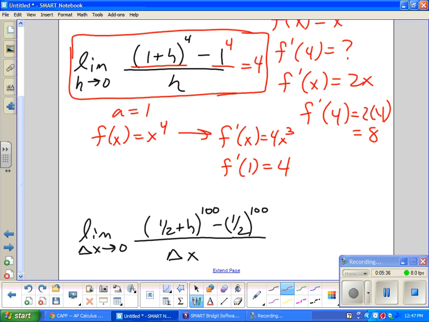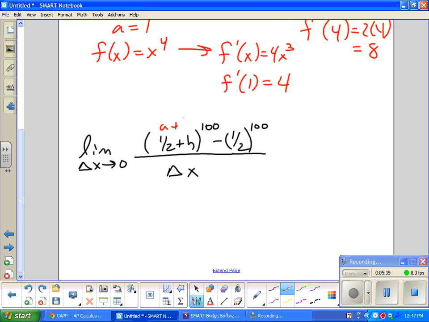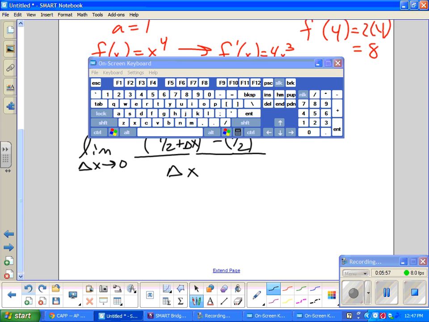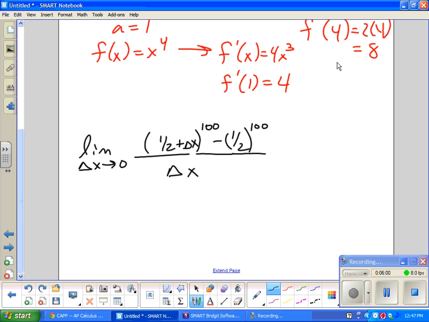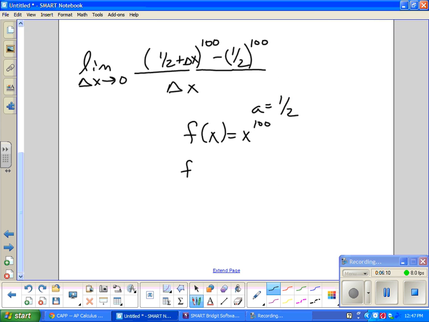Last one, same format. f of a plus h is right here. This is f of a, and this is h, and this is h. But it's just using a delta x. And actually, I got a little mistake here when I wrote it. I meant to have this be delta x here also. All right, so again, we should see that the value at a is a half. We're evaluating at a half. Hopefully you caught that the function is x to the 100th power. All right, and again, evaluate the derivative, f prime of x, power rule, 100x to the 99th power.